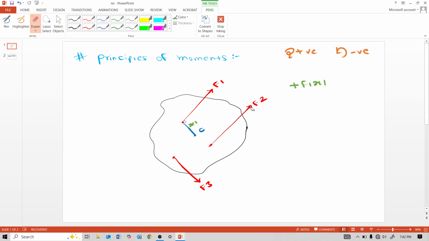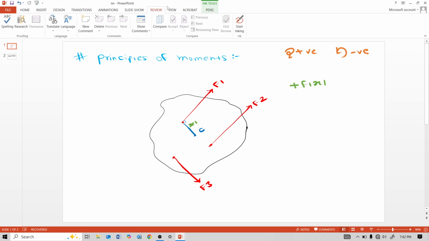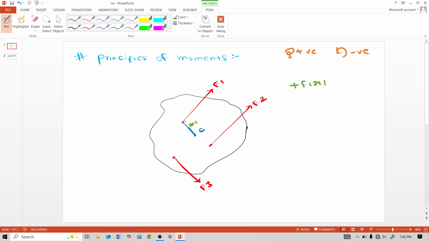Now this F2 force. Take this F2 force movement at point C and see here this F2 force is anti-clockwise like this. So anti-clockwise, that means minus. So right here minus F2 into x2. This distance is x2.